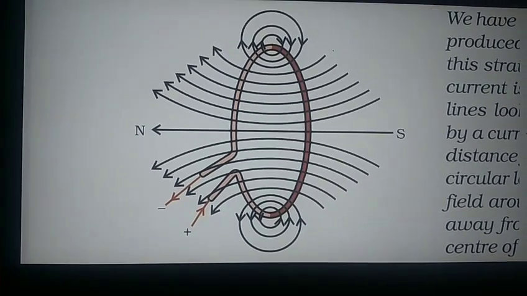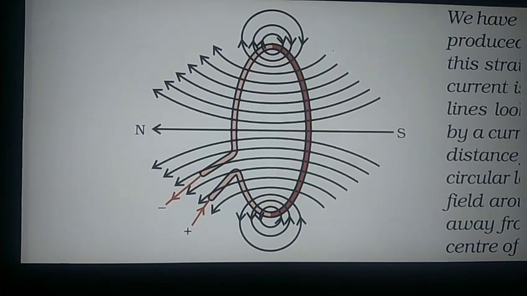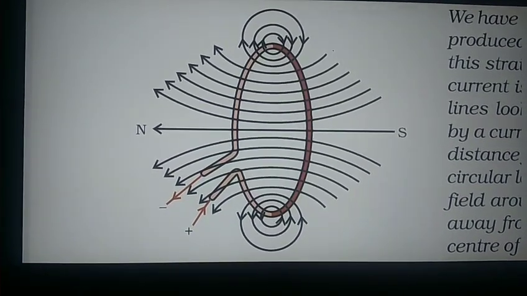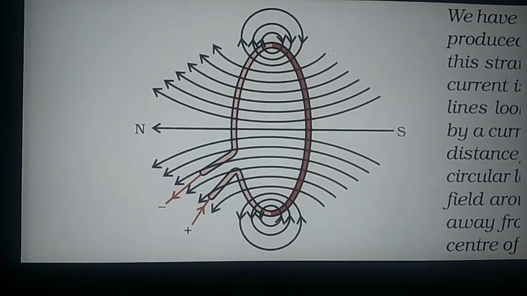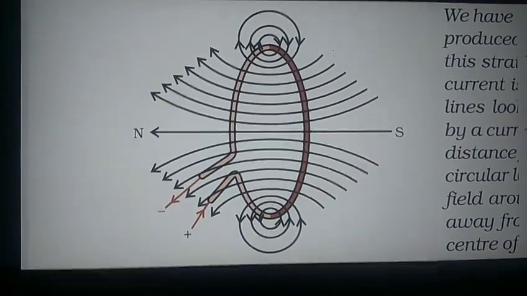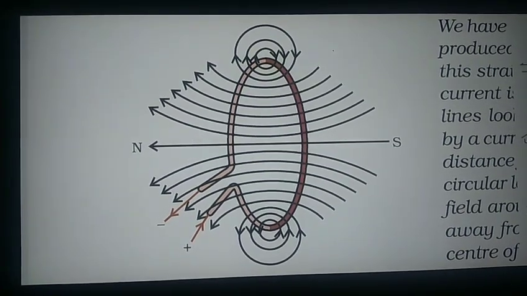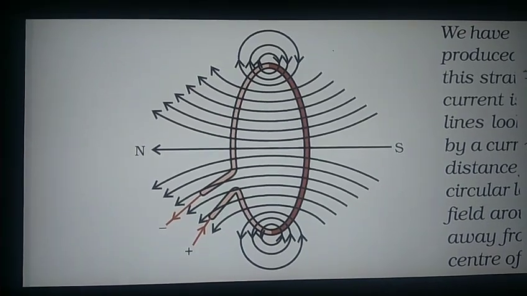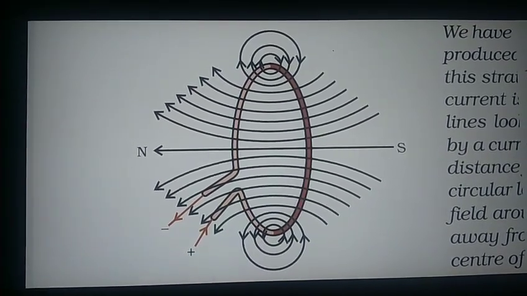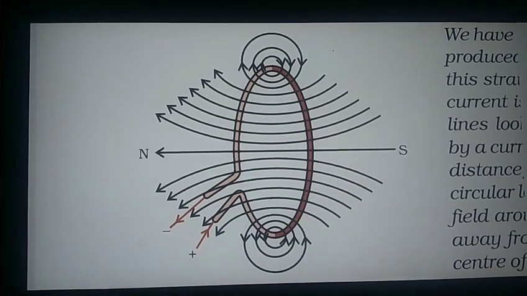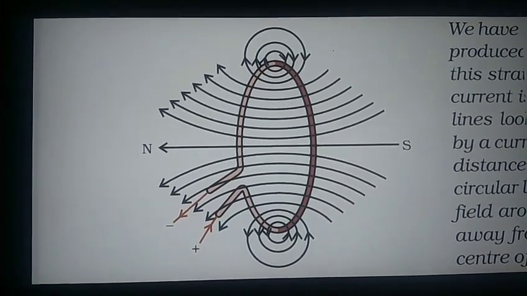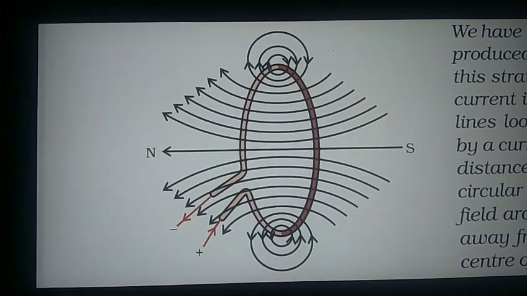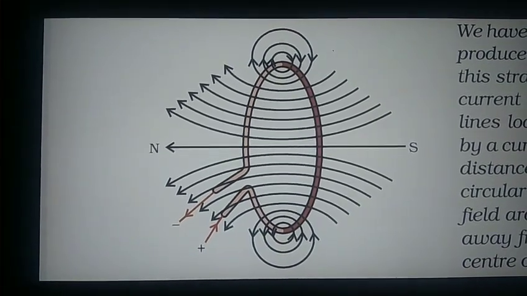Whenever the current is passing through the copper wire, the magnetic field direction from south to north is indicated. So the magnetic field lines form from south to north, from below to above, in the form of parallel lines. Let us see how a circular loop forms magnetic field lines produced by a current. Let us see.